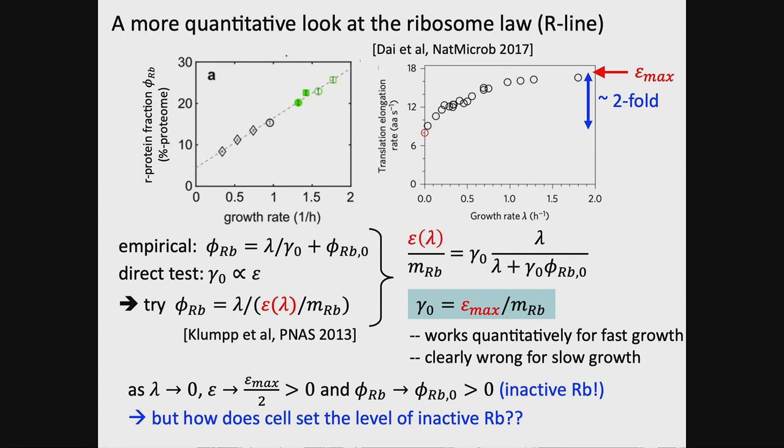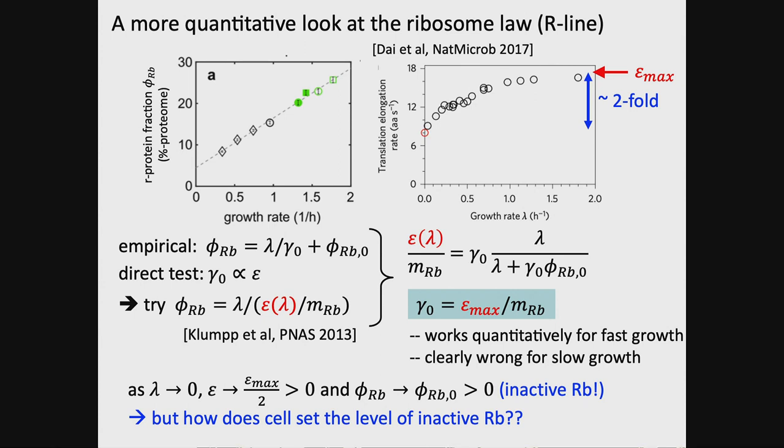No, this is just data. There's some slope, but the point here is that at zero growth, it is finite. There's no way to get around it. You have lots of ribosomes sitting there, and you can measure how fast they're elongating, okay? And there's no way it's producing zero growth rate, okay?